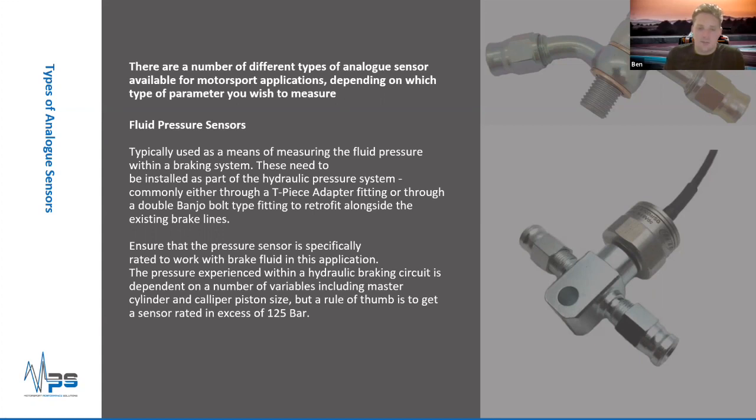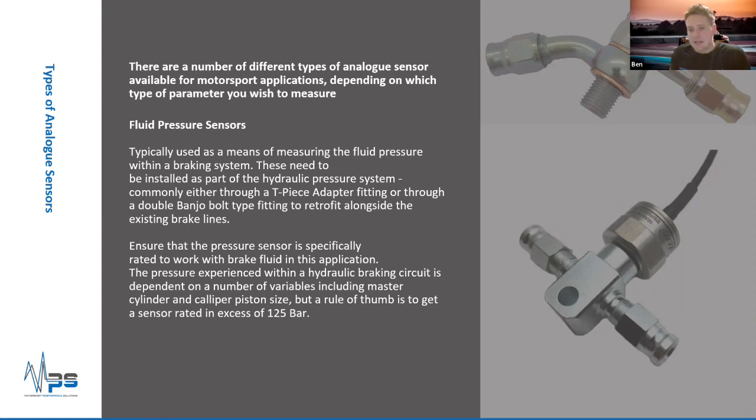If you search for a pressure sensor, the most common ones you'll find will be anywhere between 5 and 10 bar pressure, whereas my rule of thumb is to buy one with at least 125 bar pressure capacity. So you make sure you're buying a sensor designed to cope with the pressures you're going to see.